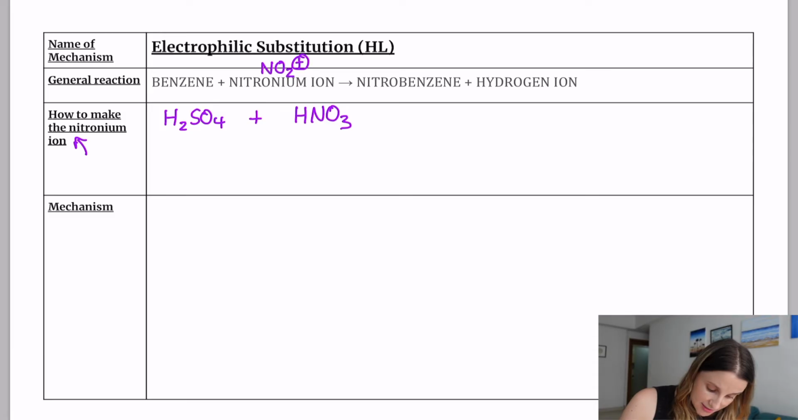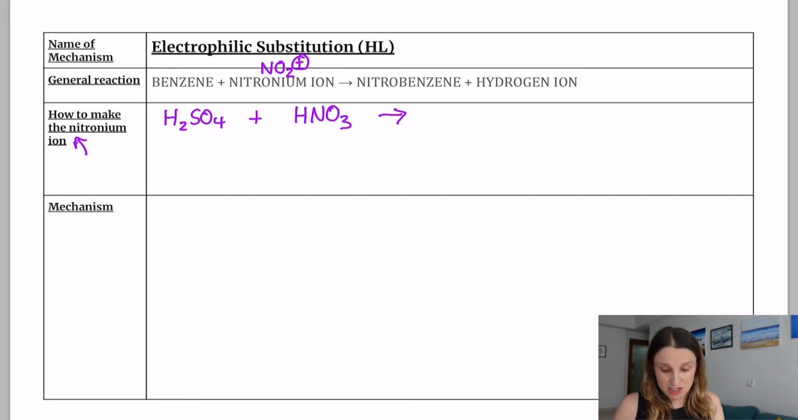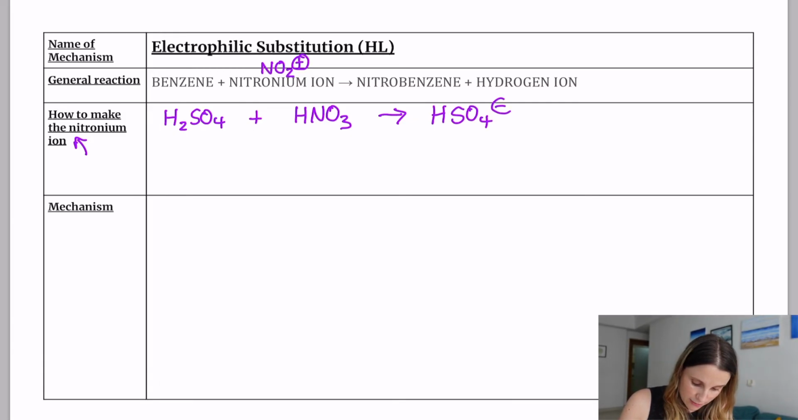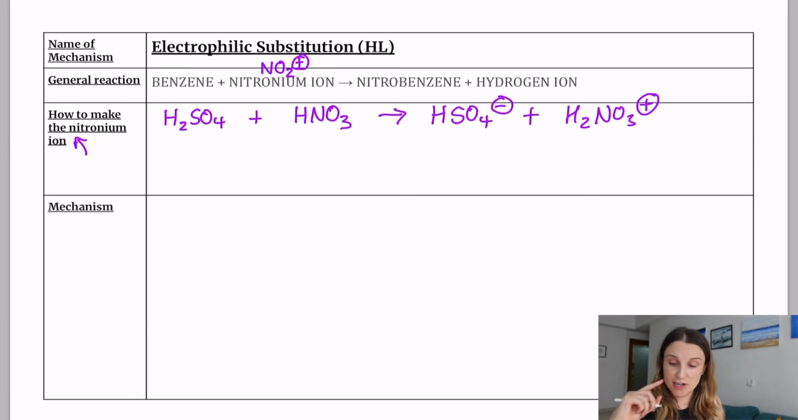So because the sulfuric acid is actually a stronger acid than the nitric acid, even though both are classified as strong, sulfuric is stronger because it's all a spectrum, that means that the hydrogen from the sulfuric acid can be transferred to the nitric. So overall, that will give me HSO4 minus, because it lost a hydrogen ion, and H2NO3 positive, because it gained that hydrogen ion.